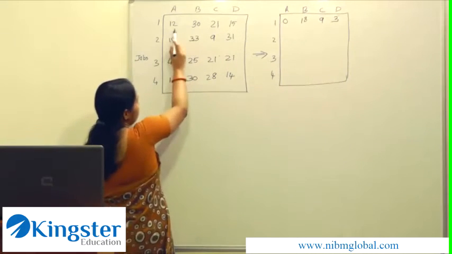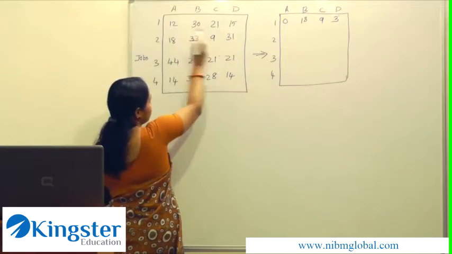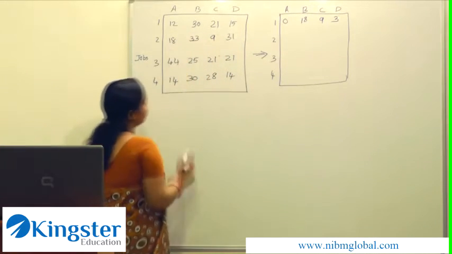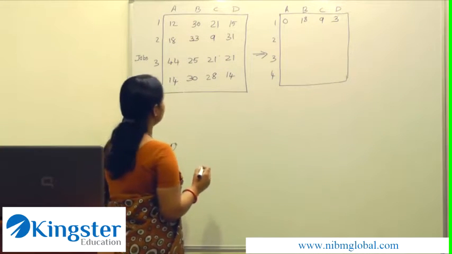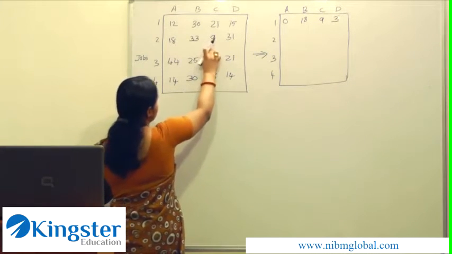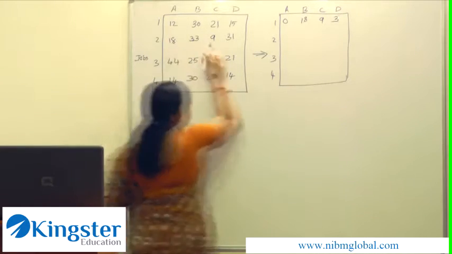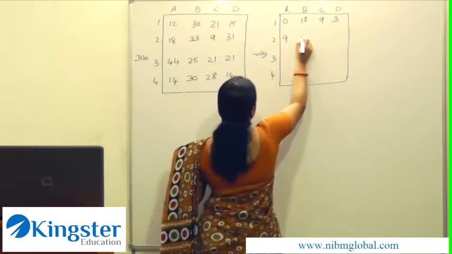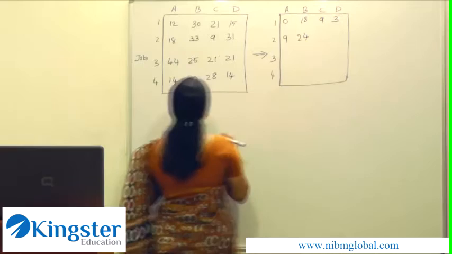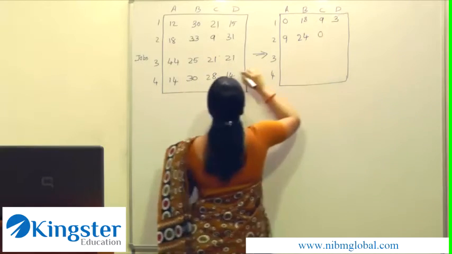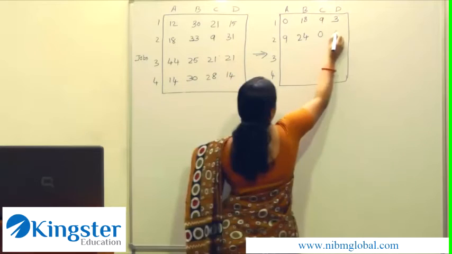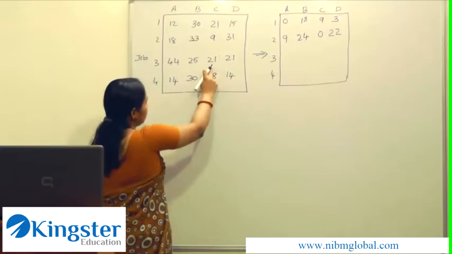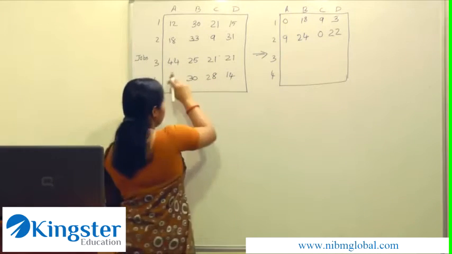The lowest value is 12, and the difference between 12 and 12 is 0. Next is 30 minus 12, 18; 21 minus 12, 9; 15 minus 12, 3. Now in the next row, the lowest element is 9 and find the difference. That is 18 minus 9, 9; 33 minus 9, 24; 9 minus 9, 0; 31 minus 9, 22.